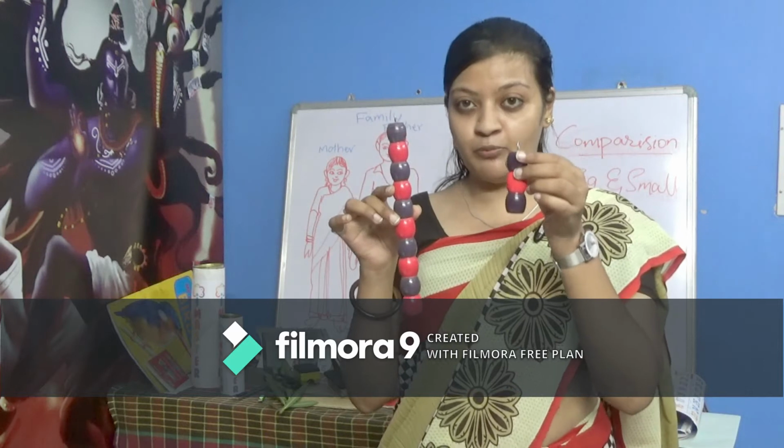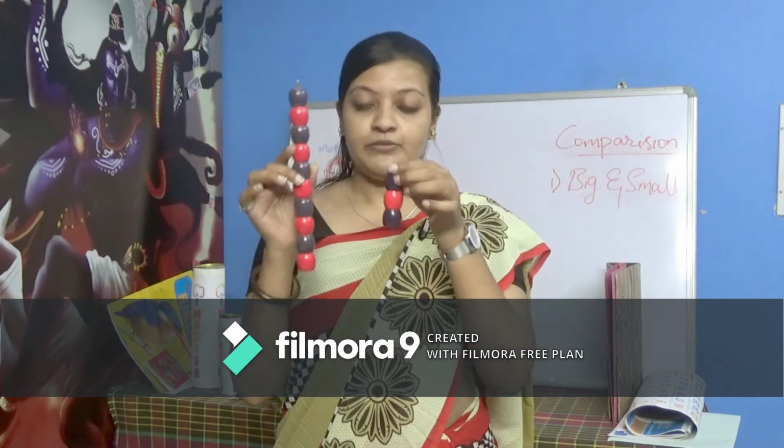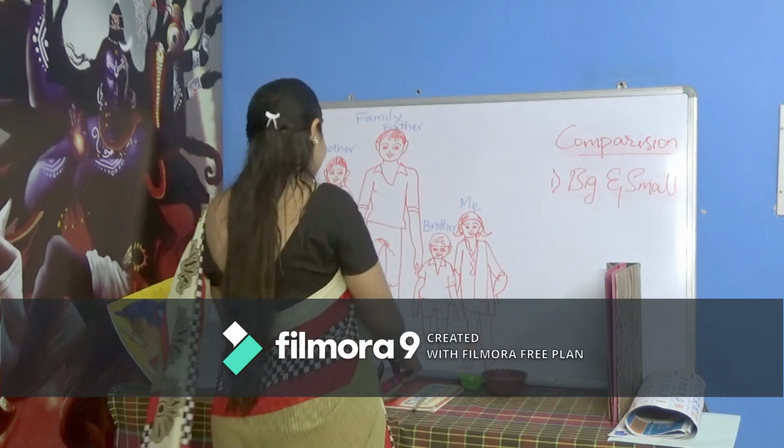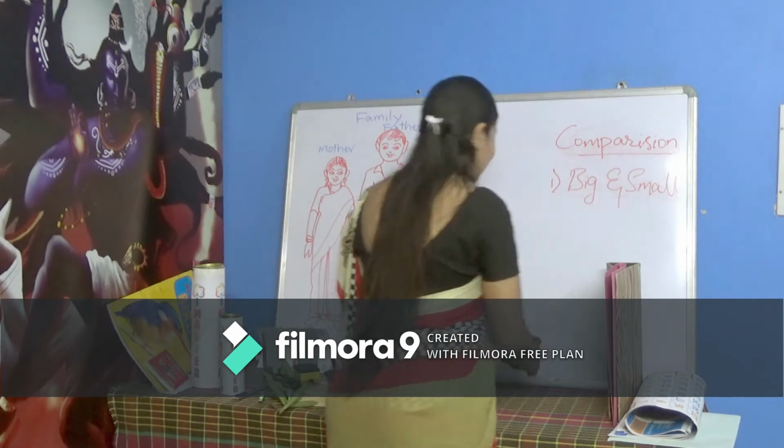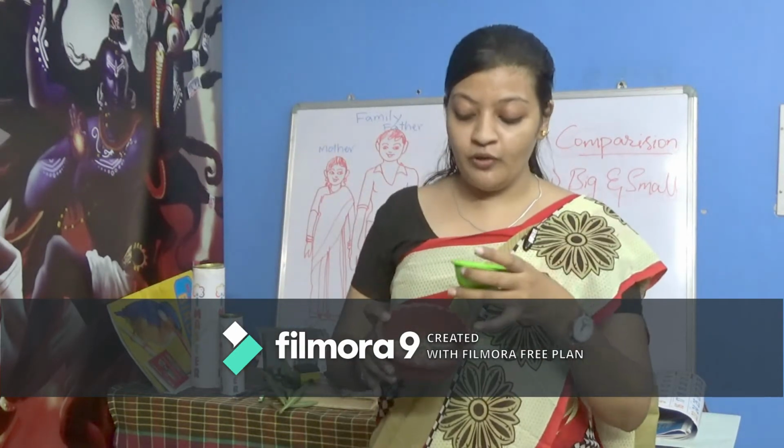Here is one more article. So here this is the big one and this is the small one. Its height is more than the small article. You can compare the height here. And one more article. These are the balls. You can see the big ball and the small ball. You can fill more articles here and you can fill fewer articles here.